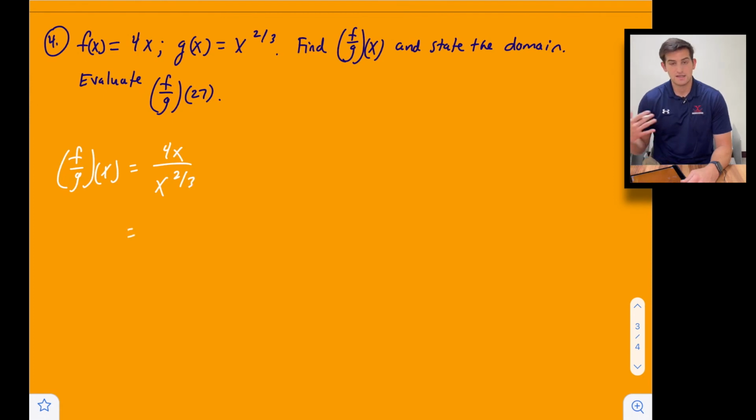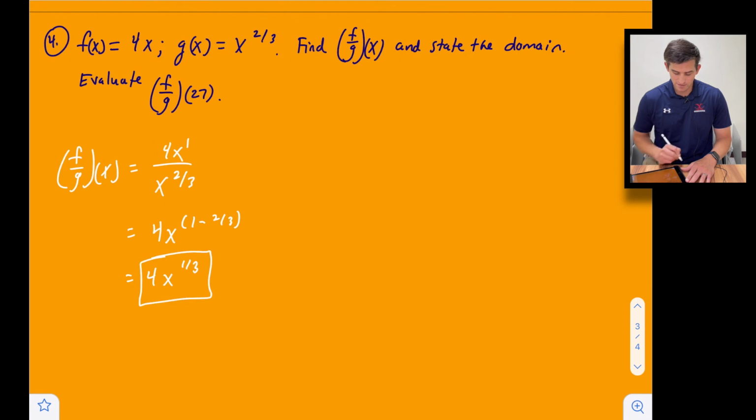Now, once again, I can use an exponent rule because this would be like 4, and then we have a division, right? x to the first, essentially, divided by x to the 2/3. So our exponent rule tells us if we're having the same base and we're dividing, we can subtract those exponents. So this would be 4x to the 1 minus 2/3. So 4x to the 1/3. So we could leave it like that, or you could write it as 4 times the cube root of x. I'm just going to leave it as 4x to the 1/3.